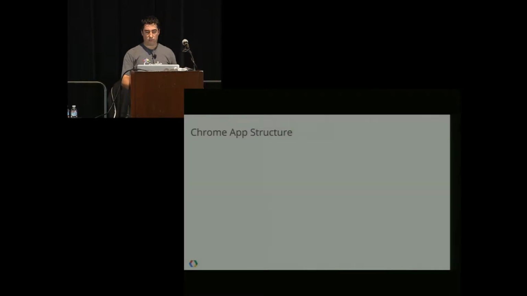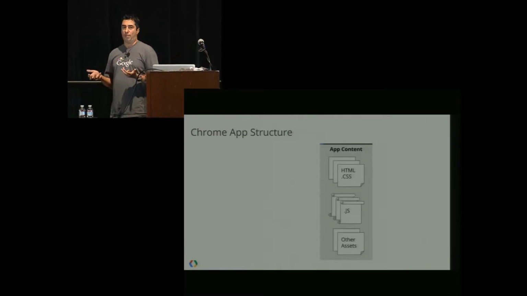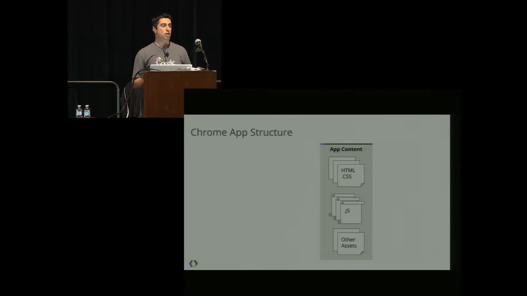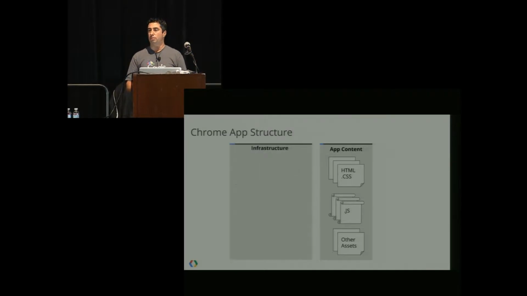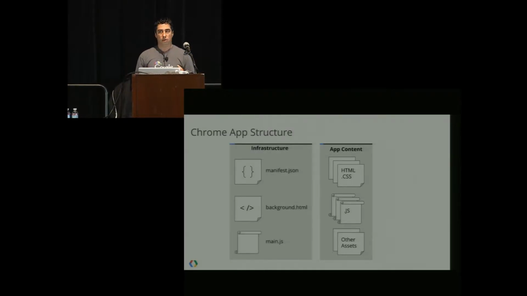So first, let me show you what Chrome app structure looks like. They're pretty much the same as any other web app, right? You've got your HTML code, you've got your JavaScript, your CSS, your assets, images, whatever, right? That pretty much just stays the same. So you build the content of the app the same way that you would build any other web app. All we do is we ask you to wrap some infrastructure around it, right? All you do is you define, for example, a manifest file.